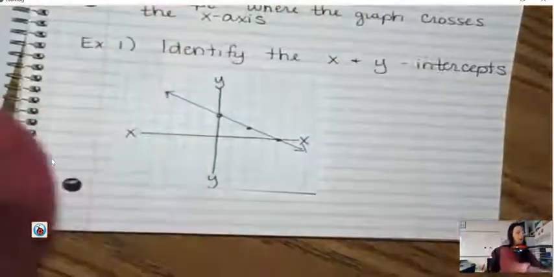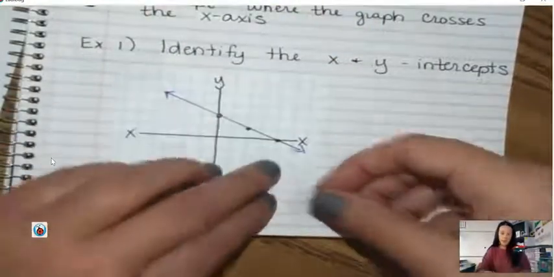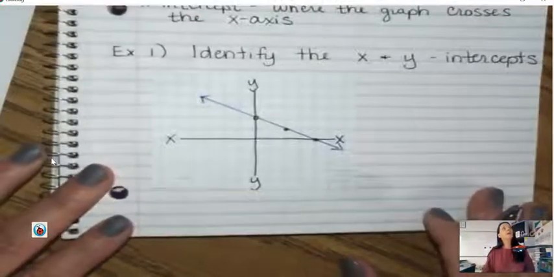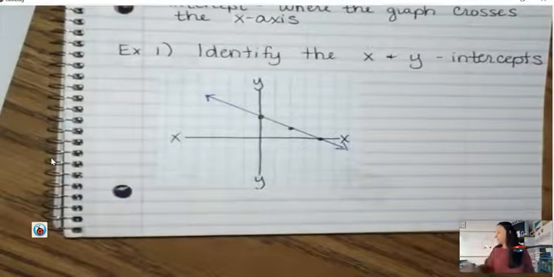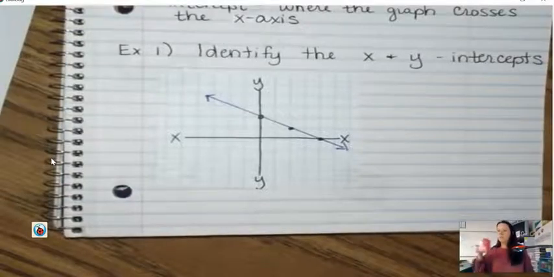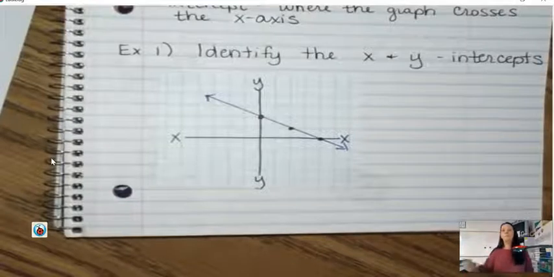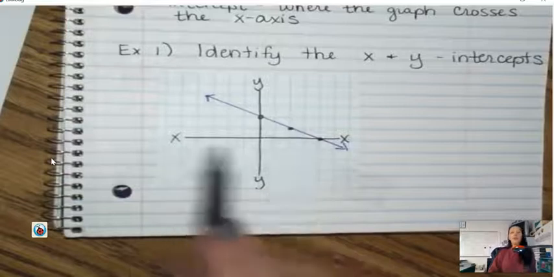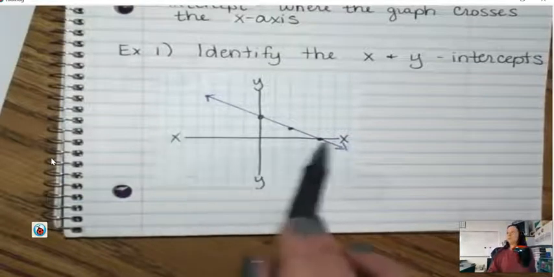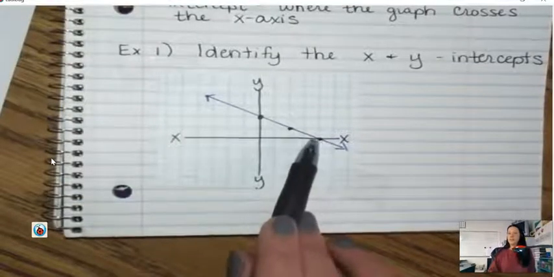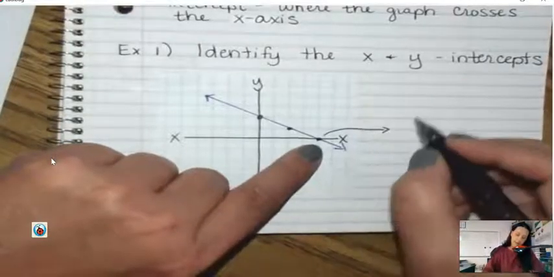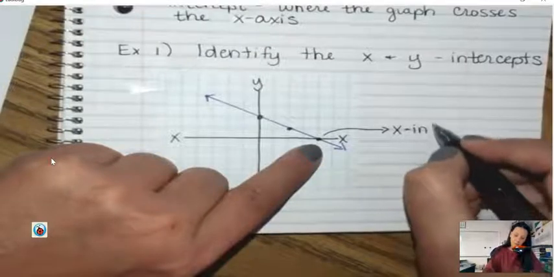When we list these points, you have to list them out as a coordinate, so an x and y pair. Make sure everybody's caught up first. So to find the x-intercept, find your x-axis, so your x-axis goes left to right. Where the graph hits the x-axis, that point right there, that is your x-intercept.